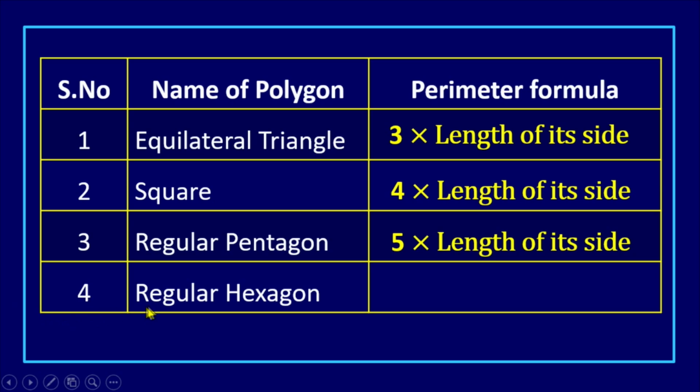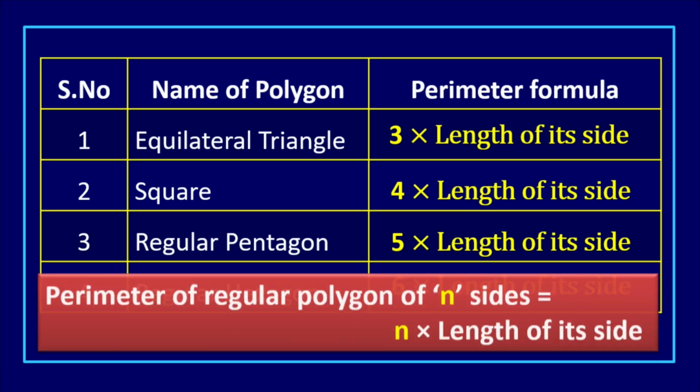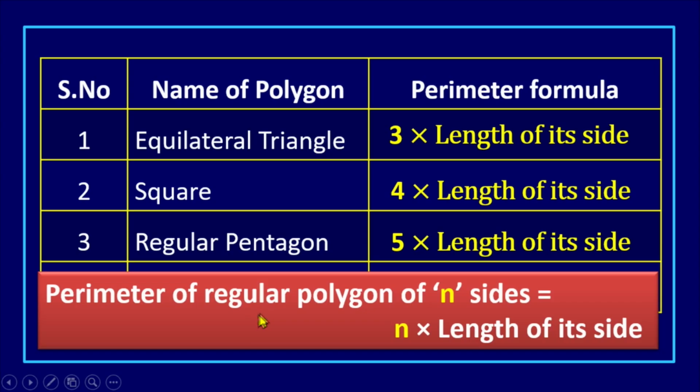Now, similarly, can you guess the perimeter of a regular hexagon, children? Yes, a hexagon has 6 sides. So, 6 into length of its side. This is the formula to find the perimeter of a regular hexagon. So, I can say that the perimeter of a regular polygon of n sides is given by n into length of its side, where n is the number of sides. This is how we can generalize the formula to find the perimeter of a regular polygon, children.